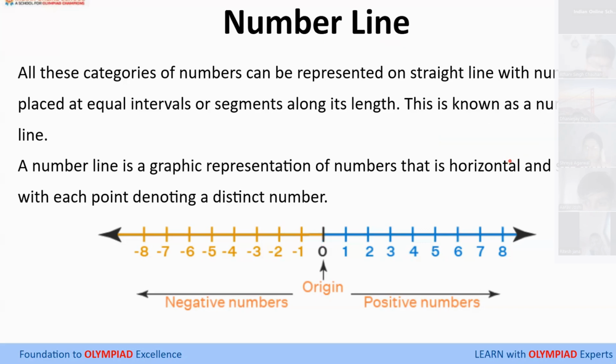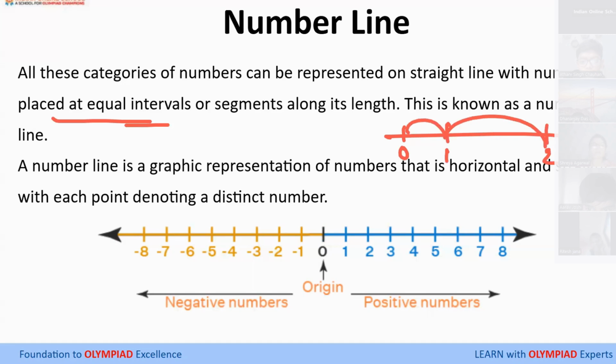One, it should be a straight line. Secondly, the numbers should be at equal intervals. Suppose I draw a straight line, I write 0 over here, then a 1 over here, then a 2 over here. 0 to 1 and 1 to 2, is it equidistant? No, right? It's not equidistant. So this is not a number line again. Clear, all of you? Good. So, this is a number line.